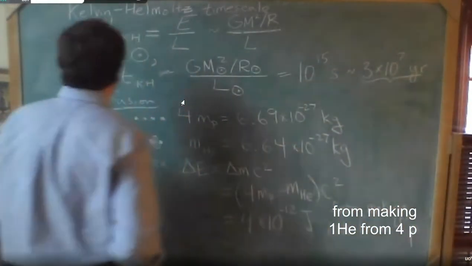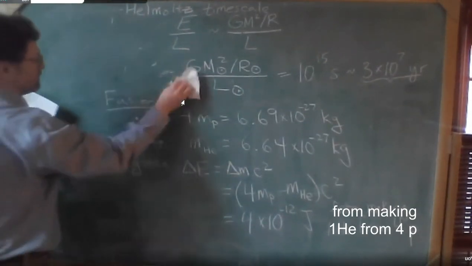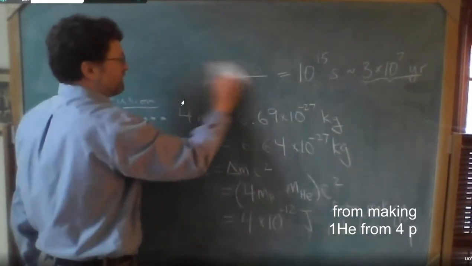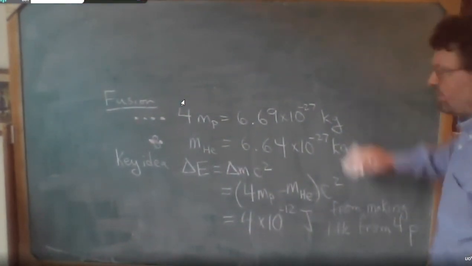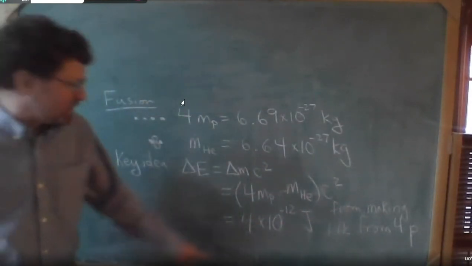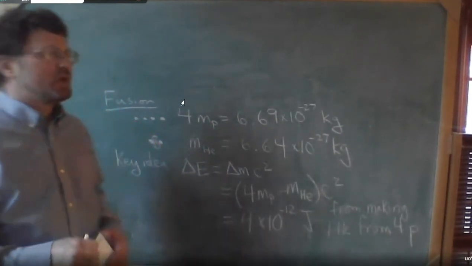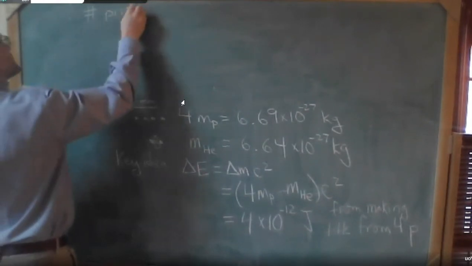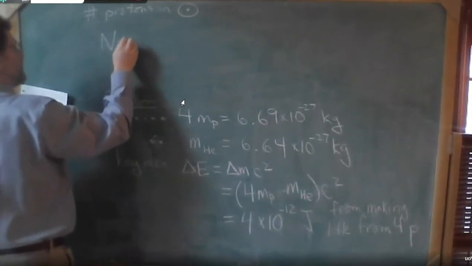Now let's estimate the number of protons in the sun. Because if we know the number of protons in the sun, we could figure out the number of helium nuclei that we could make from those protons. And then if we knew the number that we could make, we could figure out how much energy could be released from making all of them. And so the number of protons in the sun, we'll call that n sub h.